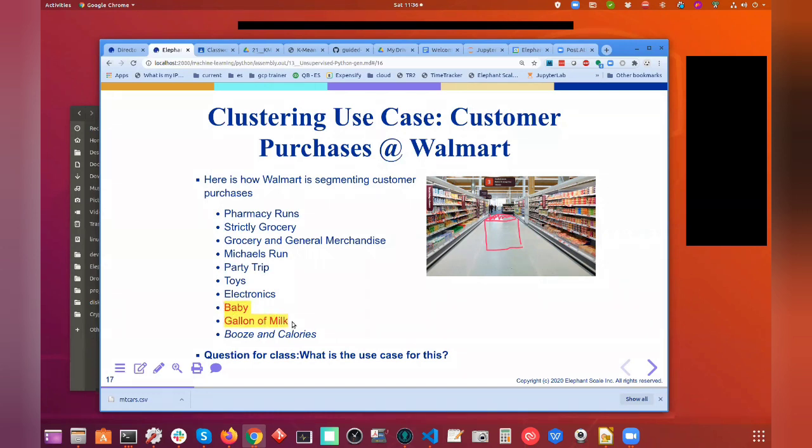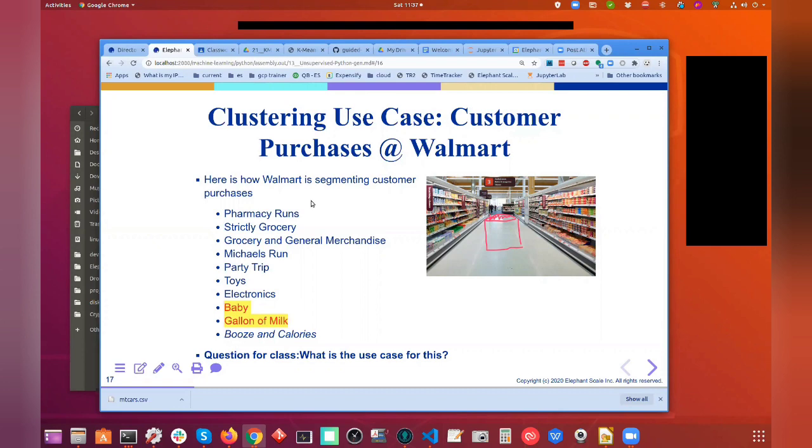Can you leave them together? Does it make sense? From your perspective, probably not, because a lot of people buy a gallon of milk. Who doesn't buy baby stuff? And vice versa, sometimes people run out of diapers and just come in to buy diapers, and that's it. You don't bother with the milk. So what they will do is say, you know what, we should separate this cluster even further.